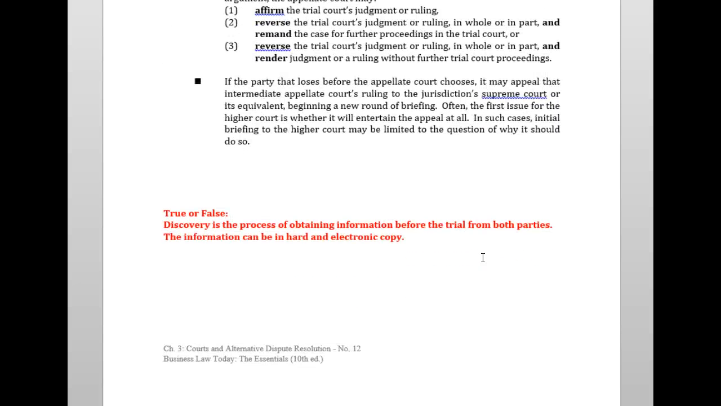Here's a question. True or false? Discovery is a process of obtaining information before the trial from both parties. The information can be in hard or electronic copy. True or false?